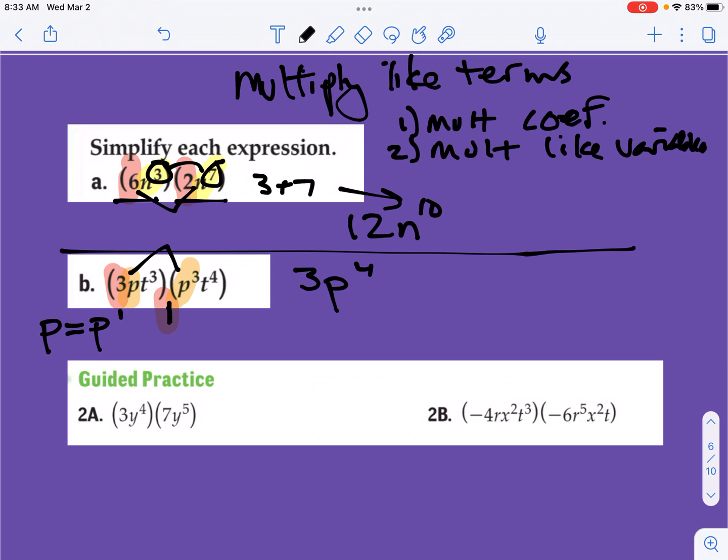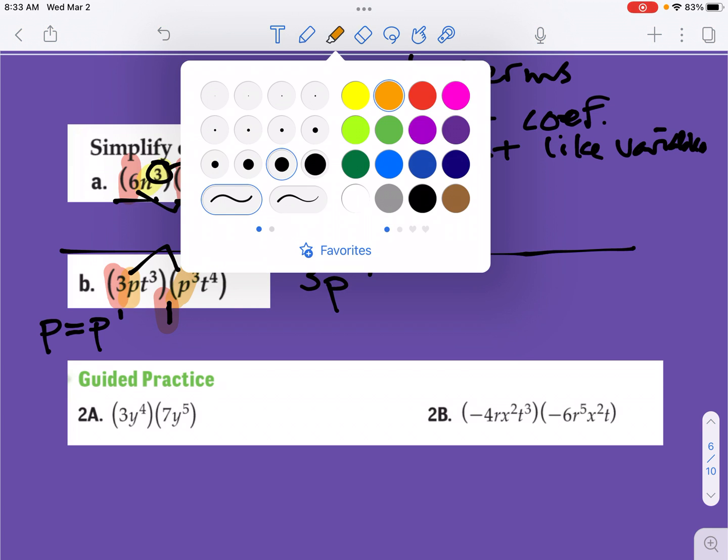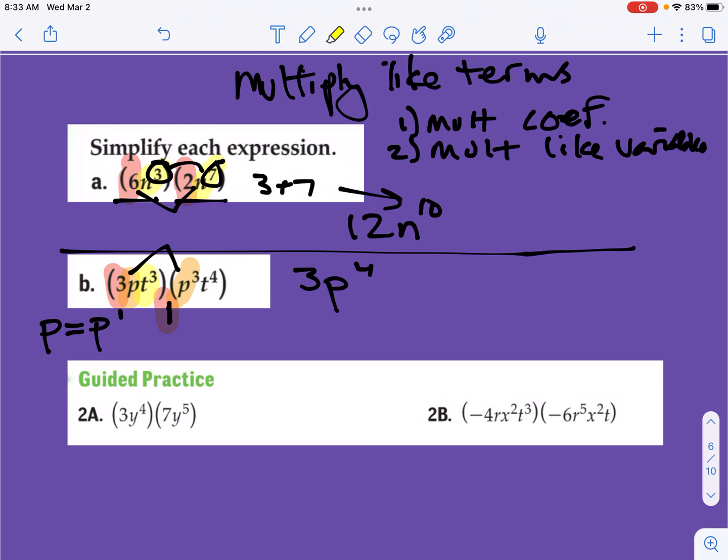All right, and then we'll do our t's. And so for our t's, we've got t to the 3rd power, and we've got t to the 4th power. So you would have t to the 3 plus 4, right? And you go 3 plus 4, and that would give you t to the 7th power. And that is the answer to that one. If you want practice, this would be a good time for you to pause the video and try 2A and 2B here on the bottom, and then start up the video when you're finished.